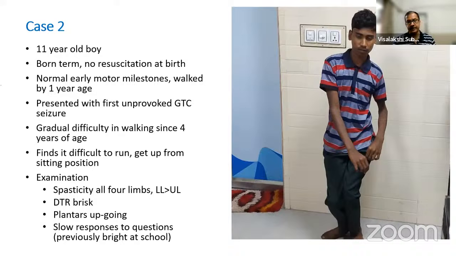When I took the history, he had gradual difficulty in walking since 4 years of age. He finds it difficult to run. Again, he finds it difficult to get up from sitting position. And on examination, he has spasticity in all four limbs. The lower limbs are more affected than the upper limbs. His reflexes are brisk, plantars are upgoing. And he's got very slow responses to questions.